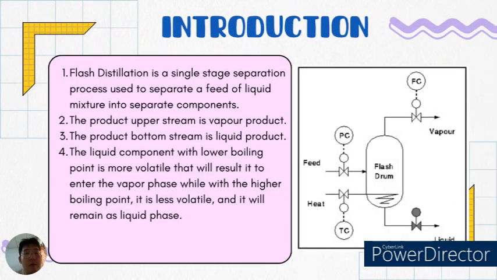Introduction. Flash distillation is a single-stage separation process used to separate a liquid feed mixture into separate components. The product upstream of the distillation is the vapor product, while the bottom stream is the liquid product. The liquid component with the lower boiling point is more volatile, so it enters the vapor phase, while the component with the higher boiling point is less volatile, and therefore remains in the liquid phase.